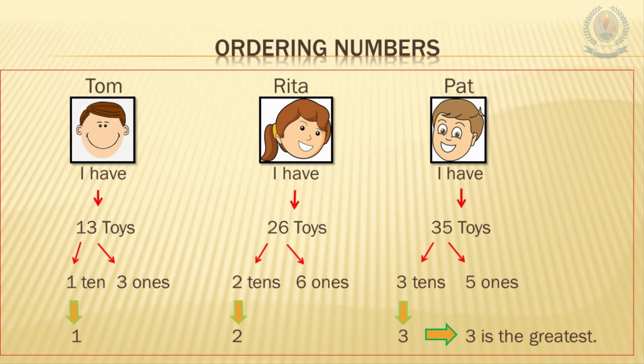The next topic is ordering numbers. We can order the numbers greatest to smallest and smallest to greatest. Let's see how to find the greatest number and put the other numbers into the order. There's an example. Tom has 13 toys. Rita has 26 toys. Pat has 35 toys. So we have to categorize this number into tens and ones.